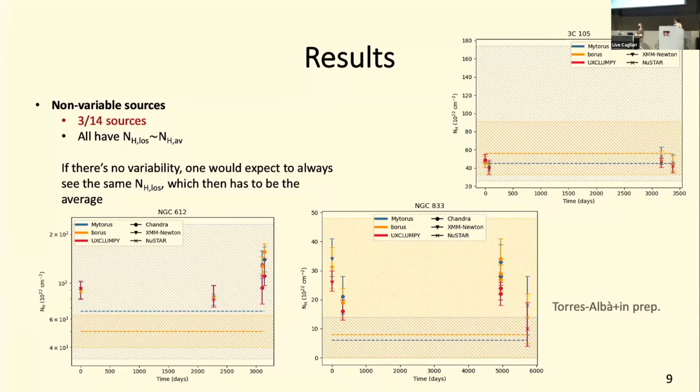When you're looking at these plots, you will see that in here I'm showing 3 different models instead of 1. So I'm showing both my torus, Borus, and UXCLUMPY results, which makes them a little bit more messy to look at. Something that's interesting, however, is that the models almost always agree on the values of the line of sight NH and also on the average NH of the torus. So we have a consistency that we like.